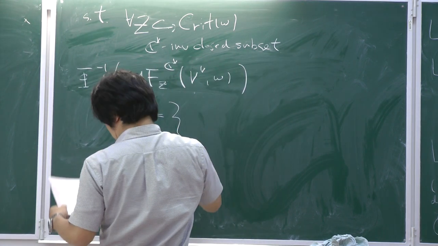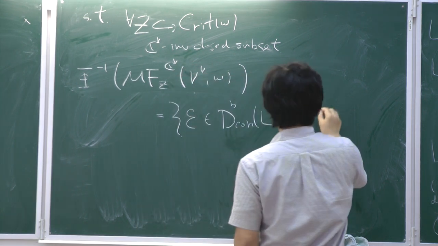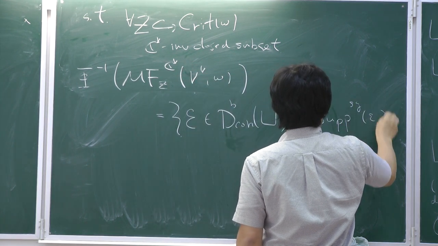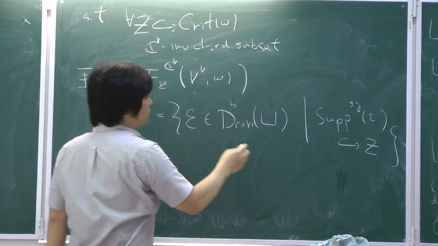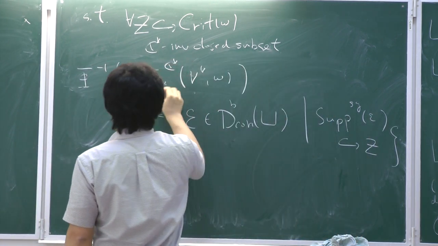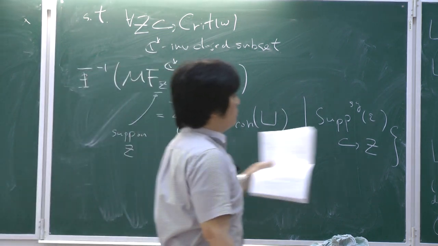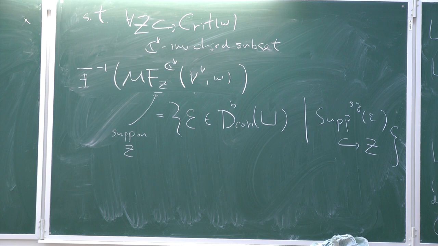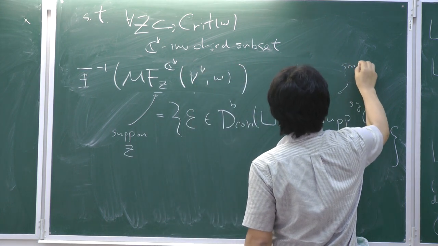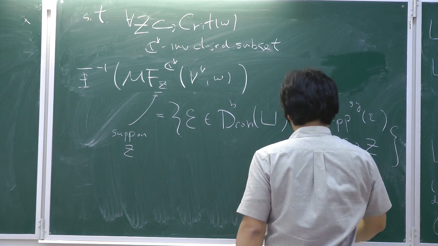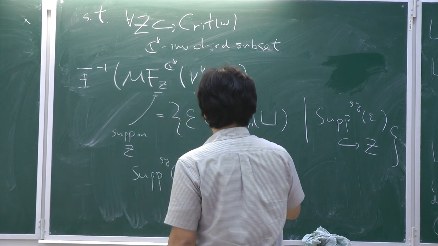So this is equal to the subcategory of matrix factorizations which are such that they are supported on Z. And under this equivalence, the left hand side corresponds to the subcategory of objects such that, so this is the so-called singular support.